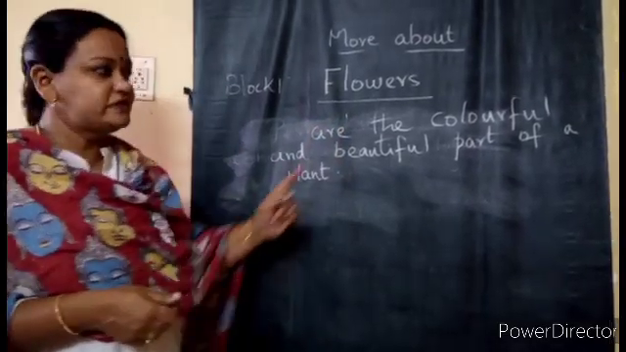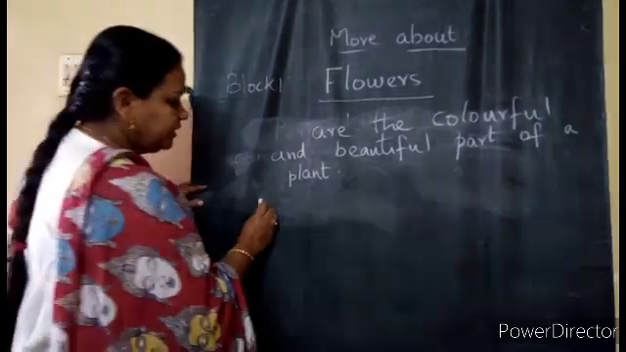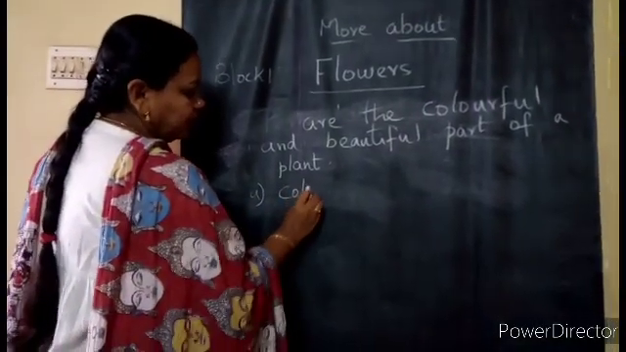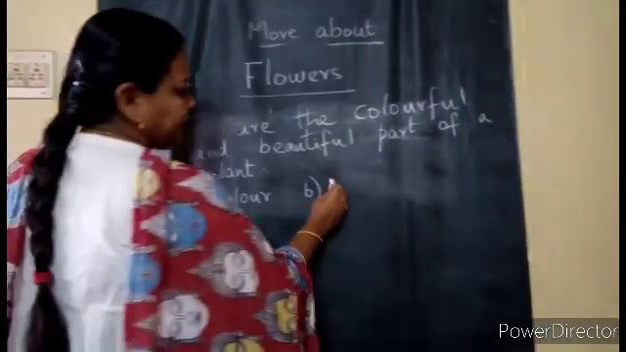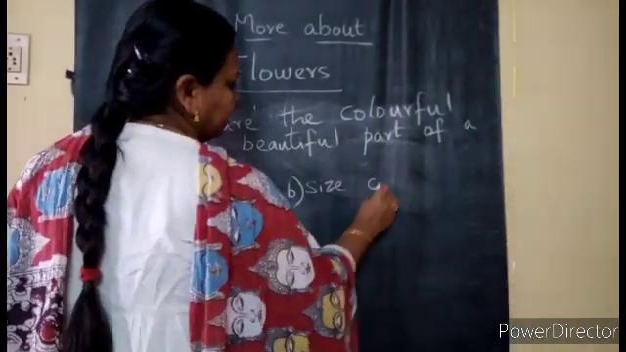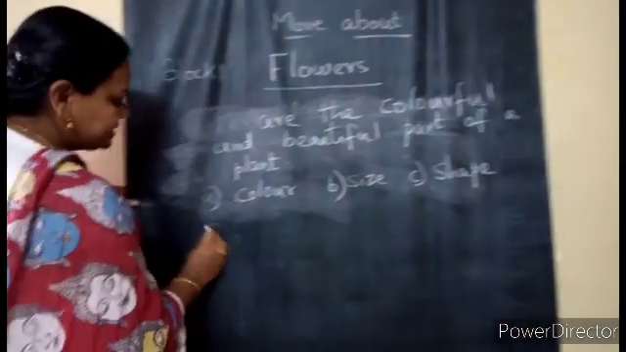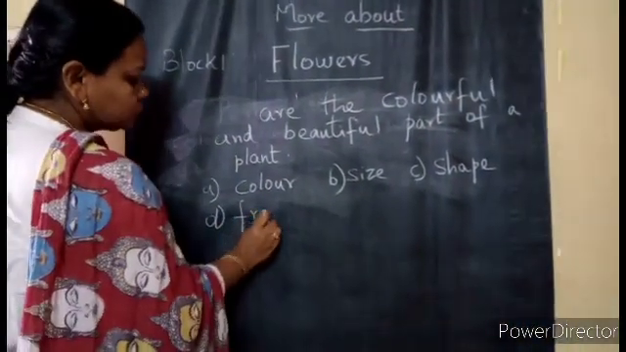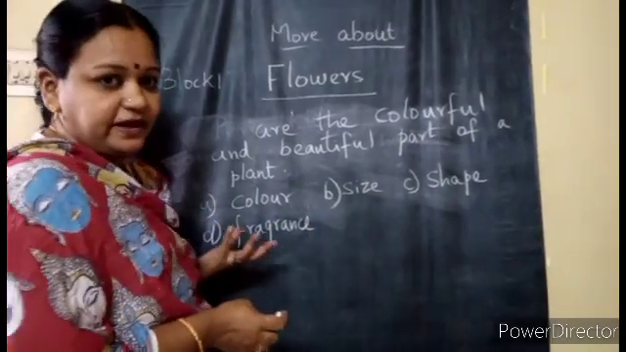And how do these flowers, when we say colorful, differ? They differ in their color. And also when we say beautiful, their size differs from one flower to another flower. Their shape differs and their fragrance differs. Some of them have very strong fragrance, some have mild, some do not have much fragrance.